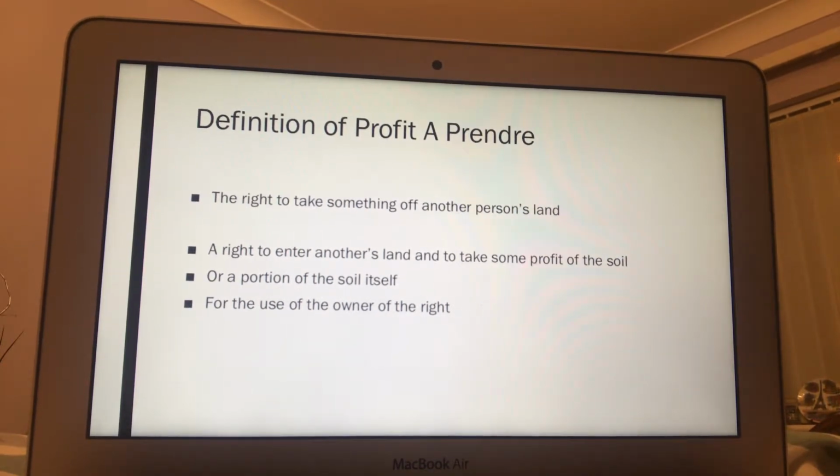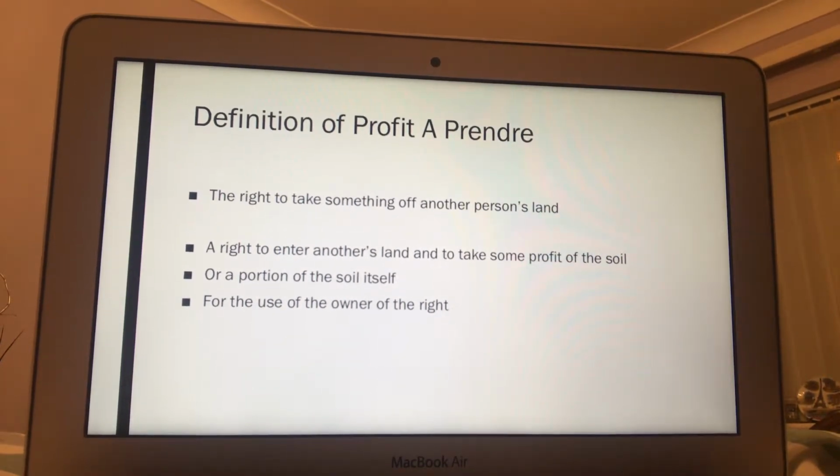There is also another category of easements which are called profit à prendre. In Halsbury's Laws book, it was defined as the right to take something off another person's land. Also, a right to enter another's land to take some profit off the soil, or a portion of the soil itself, for the use of the owner of the right.